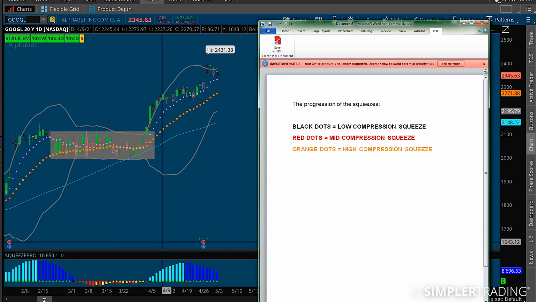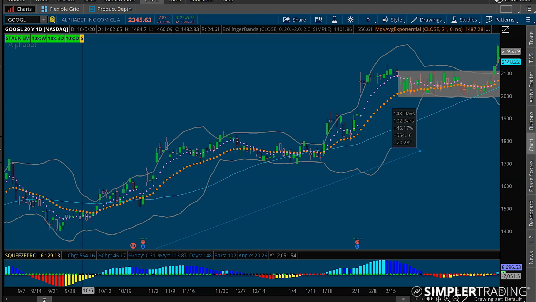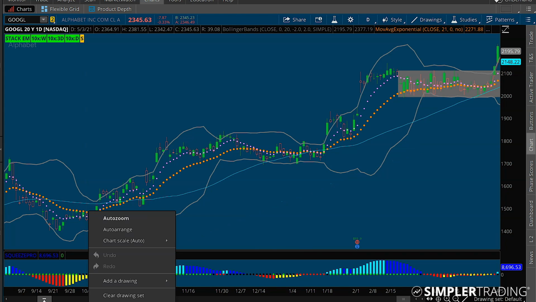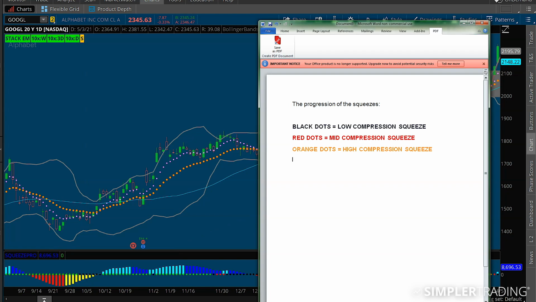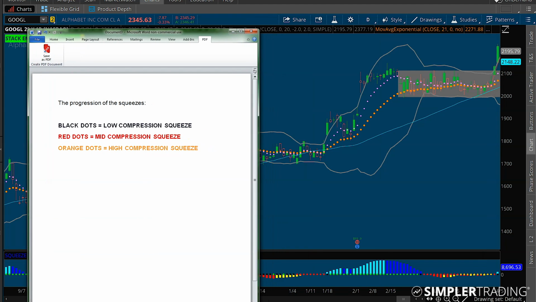So the black dots on the squeeze indicator, let's see if we can find a couple here for Google. Because Google was a tight compression squeeze. There you go. There's one right there. So the black dots, that's going to be your low compression squeeze. The red dots, that's a mid compression squeeze. And then the orange dots, in this most recent daily squeeze in Amazon, you had a couple of orange dots in there. That's a high compression. It's the biggest buildup of energy you're going to get. It's as tight as a squeeze can possibly get.